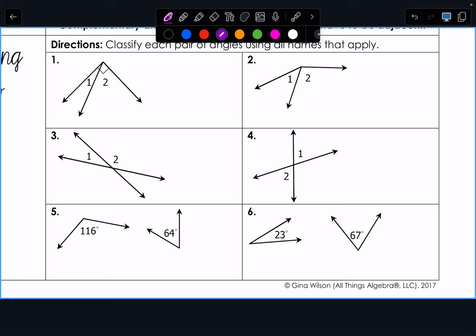Is there a way to figure out the difference between adjacent and vertical? Yep. Adjacent means they share a side. They're next door neighbors. And vertical, they only share the point. It's like right here, the 1 and 2 are adjacent to each other. And here, the 1 and 2 are across. So these 2 would be vertical, not these 2. So it's not vertical? It is adjacent, because they share a side. And then it would also be supplementary because they create a straight line. Yes.